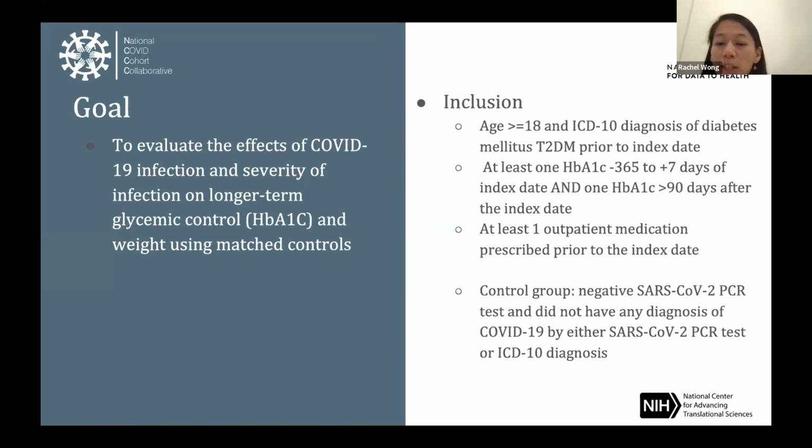For our control group, we had patients who had negative SARS-CoV PCR tests and no diagnosis by either test or code within our database. And for their index date, we also used that negative COVID PCR date as the index date of infection. So we wanted to get a comparable group where they would also have health-seeking behaviors and that overlapped in the time period of COVID.